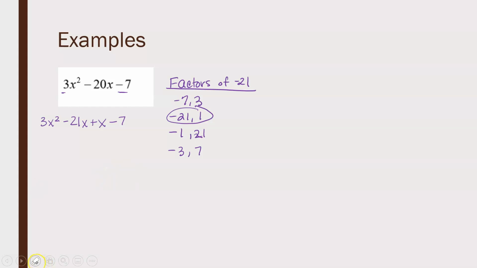Okay, so let's try grouping as is. So let's try 3x squared minus 21x, and let's try x minus 7. So if I pull out 3x here, I have x minus 7. If I pull out 1 here, I have x minus 7.